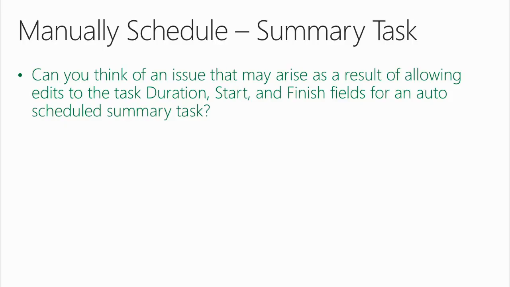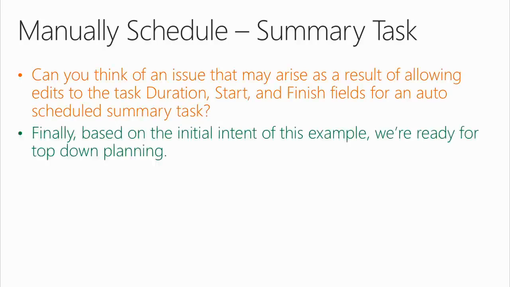really didn't even understand. Like, why are all these things different in Project? We haven't done anything. We haven't manually changed task mode. Why is Project doing this? So we're going to come back to this one. Finally, based on the initial intent of this example, we're ready for some top-down planning. It took us a while to get here following this path, but now we're here.